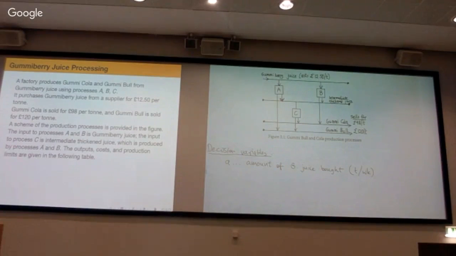Okay, then we have to decide how much we're selling of the bull and the cola. So sell bull and sell cola is the amount of gummy bull sold, again, in tons per week. And then the last thing I said, we should decide how much we put into each of these boxes.